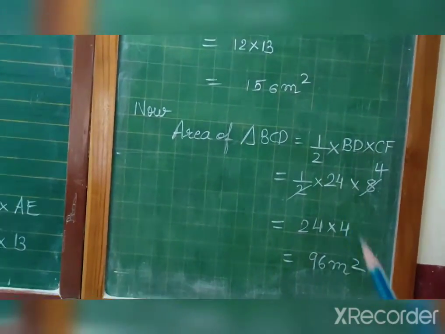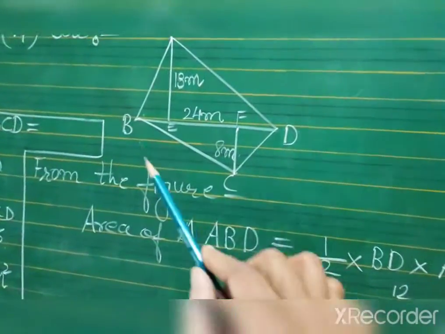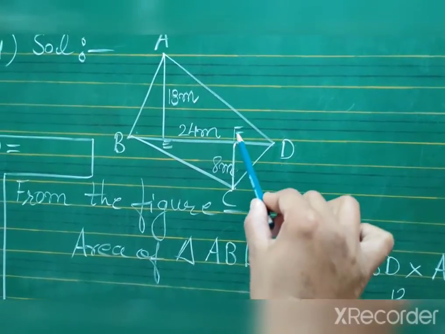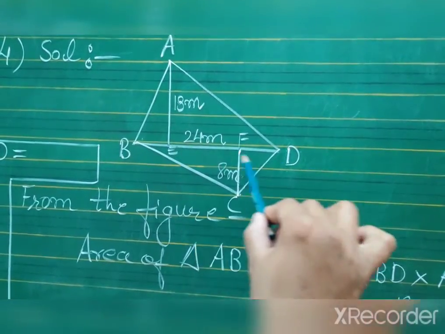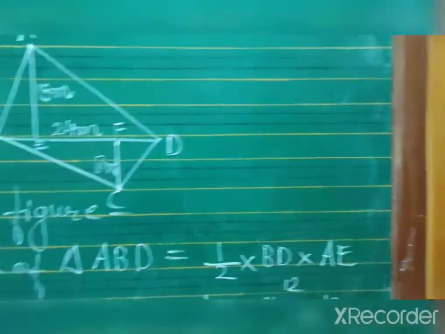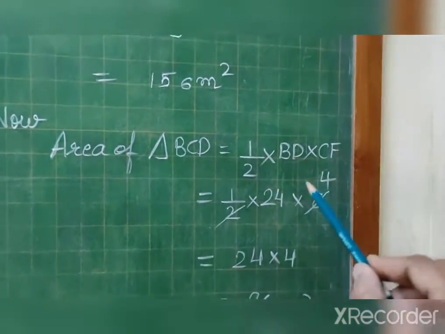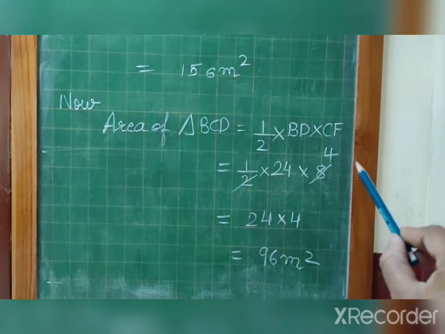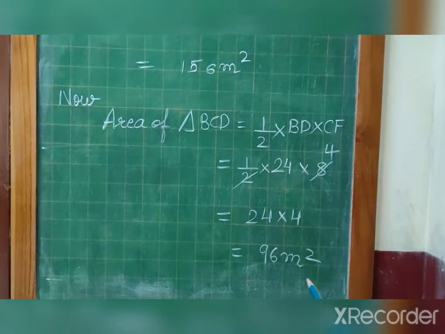Now area of triangle BCD. Base is this, perpendicular is drawn here. So base is this, so BD into CF. That means 24 into 8. Half BD into CF, 24 into 8 divided by 2. 2 ones are 2, 2 fours are 8, 24 into 4, 96 meter square.